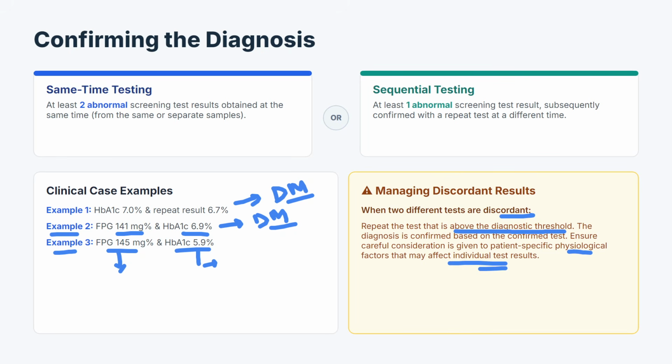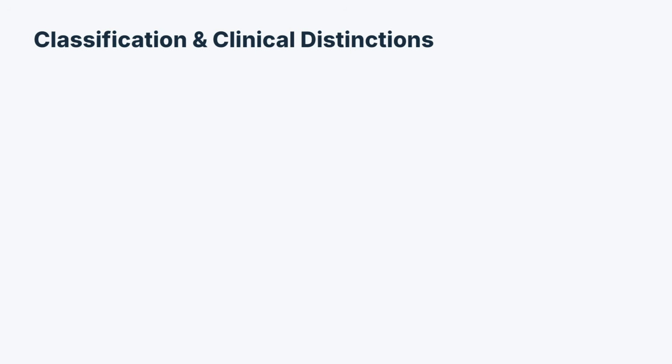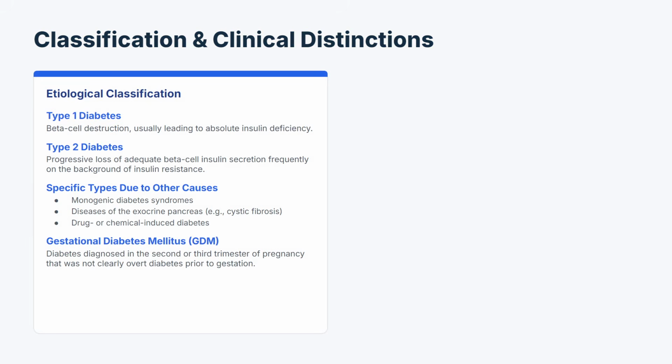Now, after we have discussed how to diagnose diabetes, let's discuss the basic classification of diabetes as per ADA 2026 guidelines. It can basically be divided into type 1 diabetes, which occurs due to autoimmune destruction of beta cells, usually leading to absolute insulin deficiency. This also includes latent autoimmune diabetes of adults, which is initially responsive to oral hypoglycemic agents but later requires insulin therapy.